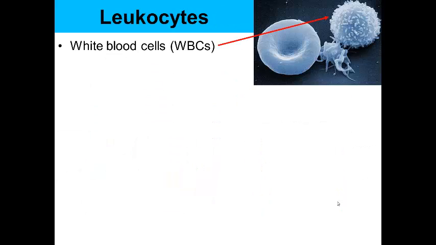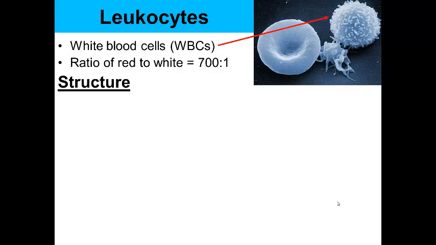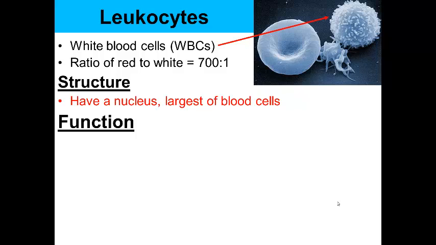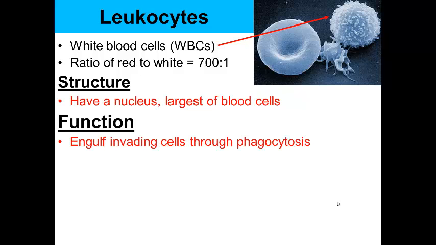Leukocytes are also known as white blood cells. There's one white blood cell for every 700 red blood cells. They have a nucleus. It's the largest of the blood cells. Their goal is to swallow up or engulf invading cells through a process called phagocytosis.